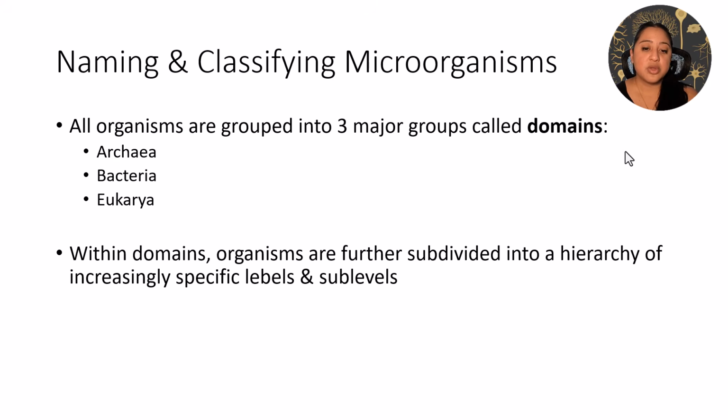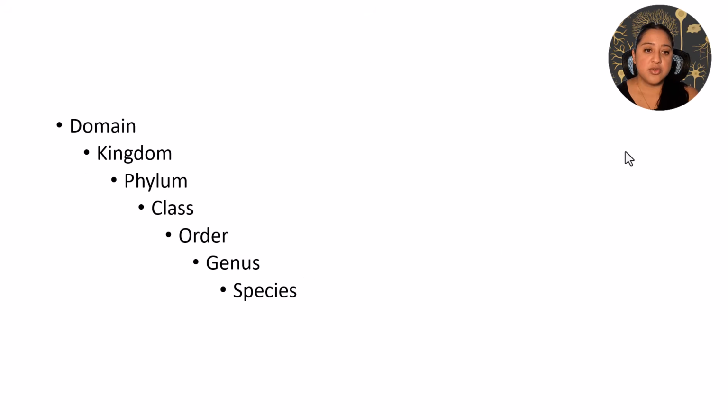So within those domains, organisms are further subdivided into a hierarchy of specific labels, levels, and sublevels. So these are the different categories. The main category is domain. And then within that huge category, domain, there are different kingdoms. So then you sort them into different kingdoms. The next level is phylum, class, order, genus, and species. These words are offset to help show that this is inside of this group, which is inside of this group, which is inside of this group. So domain, kingdom, phylum, class, order, genus, and species.